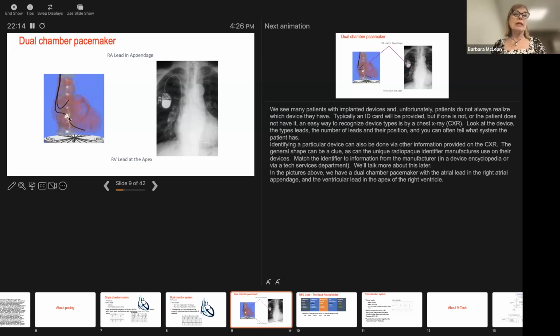So here you see the lead in the atria and the lead in the ventricle, and then we look at it over here. And it's a little bit hard to see. Here's that lead in the atria and the lead in the apex of the right ventricle. And here is the embedded internal pacemaker generator.